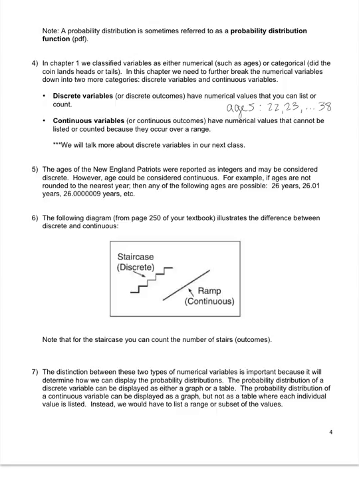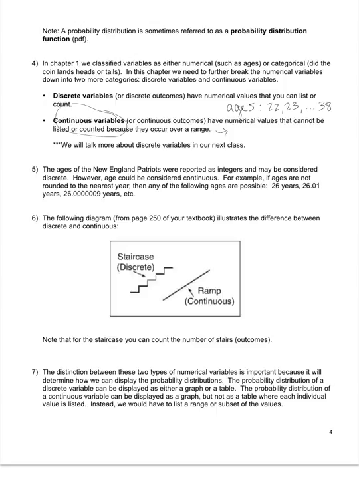Okay. Continuous variables or continuous outcomes have numerical values that cannot be listed or counted because they occur over a range. So this may be something like weight or height, where you can't list it as just a set of discrete values. So we'll talk more about the discrete variables in our next class, and we'll see another example of continuous variables down below.